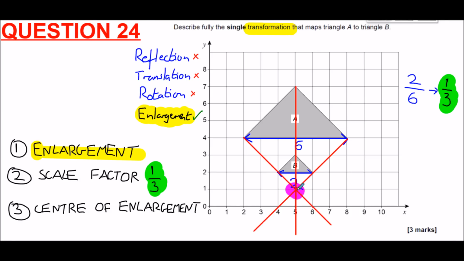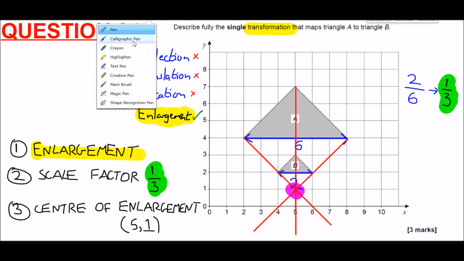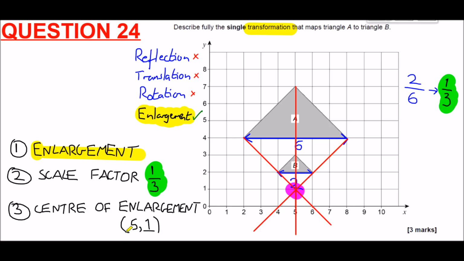And so this purple point here is 5 along and 1 up, and so the centre of enlargement, we can say that's 5, 1. X coordinate first, Y coordinate second. And so the centre of enlargement is 5, 1. And that's how we get our 3 marks. In enlargement, scale factor 1/3, centre of enlargement 5, 1.